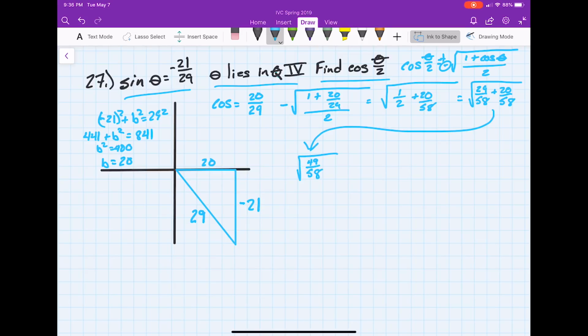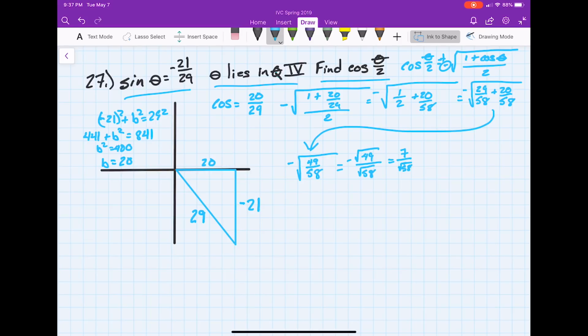And then we can split these radicals up. Oh yeah, this is negative, by the way. Keep carrying that negative around. We can split this up to the square root of 49 over the square root of 58. And then we can change this to negative 7 over square root of 58.